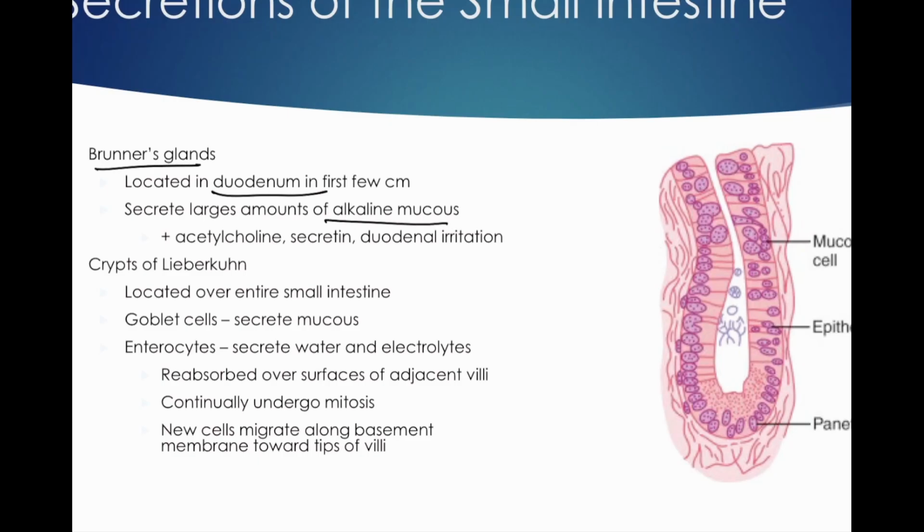And their job: large amounts of alkaline mucus. Why is that important right in that first little bit of the duodenum? All that acidic chyme from the stomach is going to go right there first. So it makes sense these Brunner's glands have a lot of bicarb there, ready to neutralize any acidity that comes in there. And it's stimulated by acetylcholine.